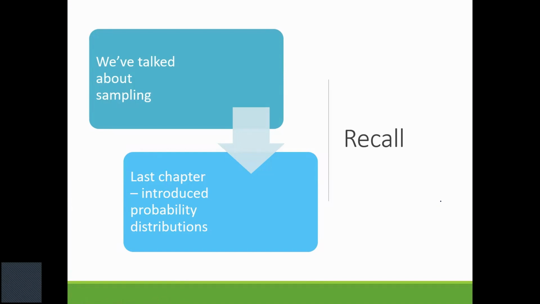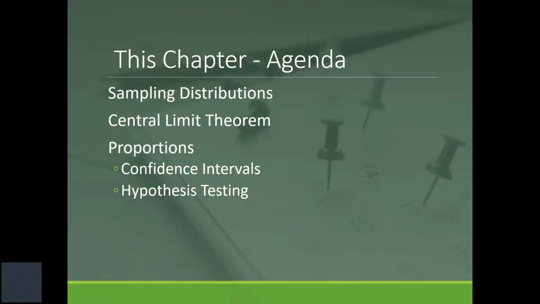And last chapter, we introduced probability distributions, and in particular, we talked about the normal distribution, and we talked about the binomial distribution, where things take on one of two values, yes or no. So we've got some foundational concepts here. What we're going to do with them in this chapter is we're going to talk about sampling distributions. Notice distributions comes in again there. We're going to talk about the central limit theorem, and then we're going to start doing inference with proportions, and we're going to do confidence intervals and simple hypothesis tests.